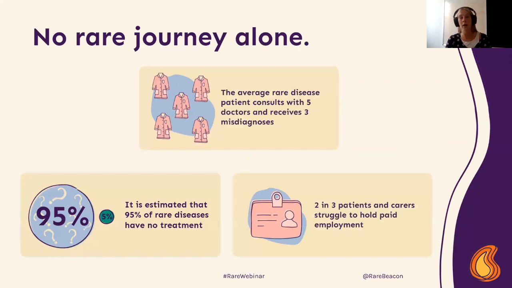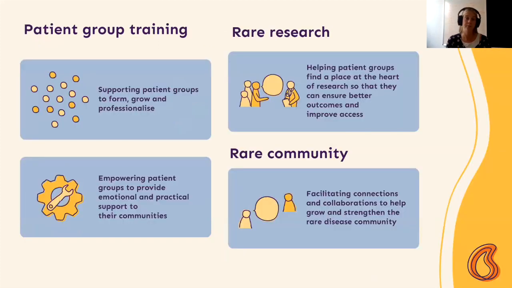So I'm just going to start with a little bit about Beacon, just for those who are new in the room. We are a UK-based rare disease charity with a vision of no rare journey alone and a mission of building a united rare disease community of patient groups at its heart. So we all know the challenges the rare disease community faces in getting a diagnosis, accessing treatment, and the impact that having or caring for someone with a rare disease can have on employment, education, mental health, all of these things. Beacon, we exist to help relieve some of this burden.